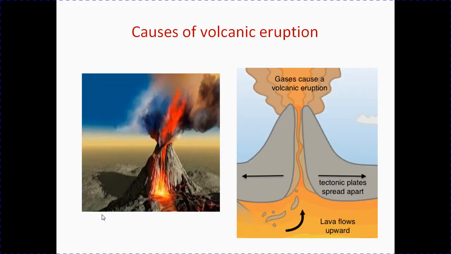Look at these two pictures. Volcanoes also form when there is stretching of Earth's surface. When plates spread apart, lava flows up and causes a volcanic eruption. This is a picture of a real image of a volcanic eruption. We get the real idea from this. This hot liquid is called magma.